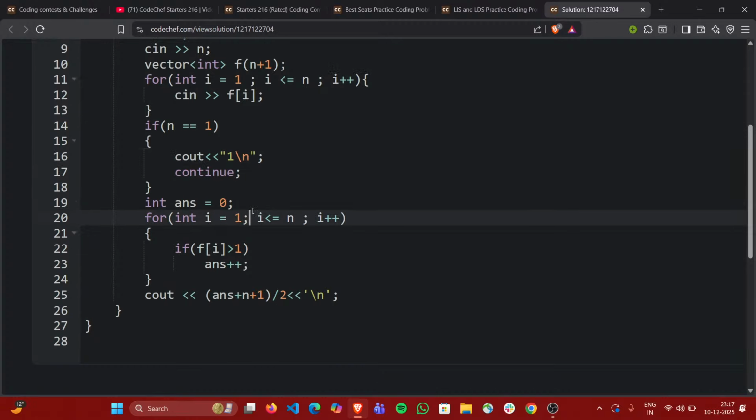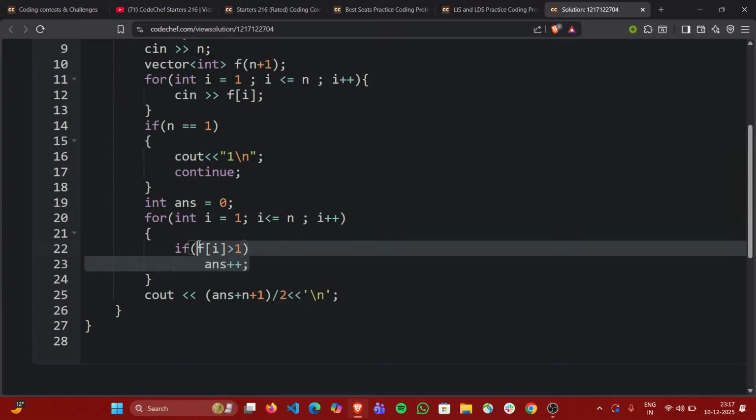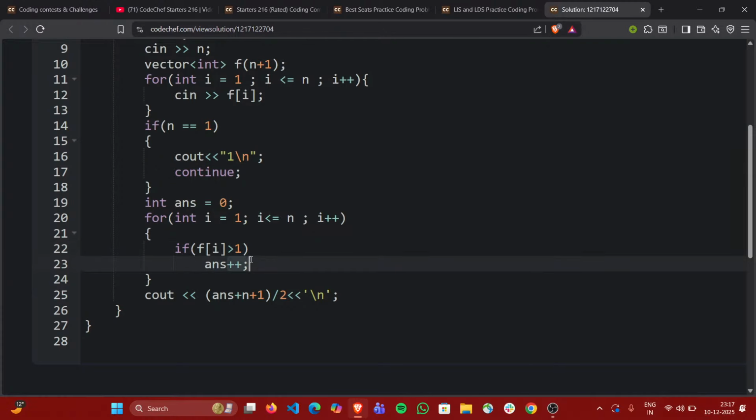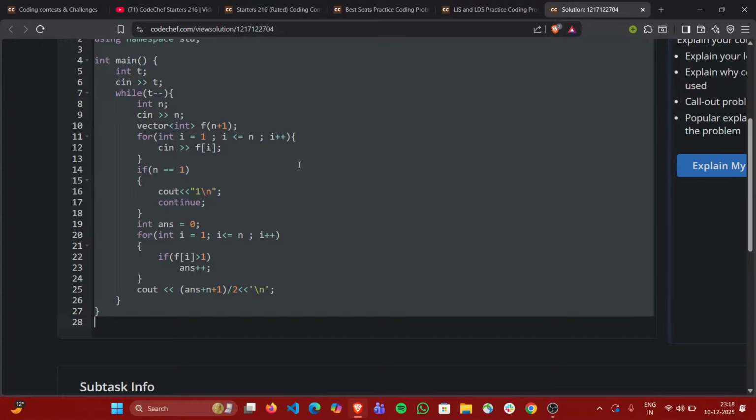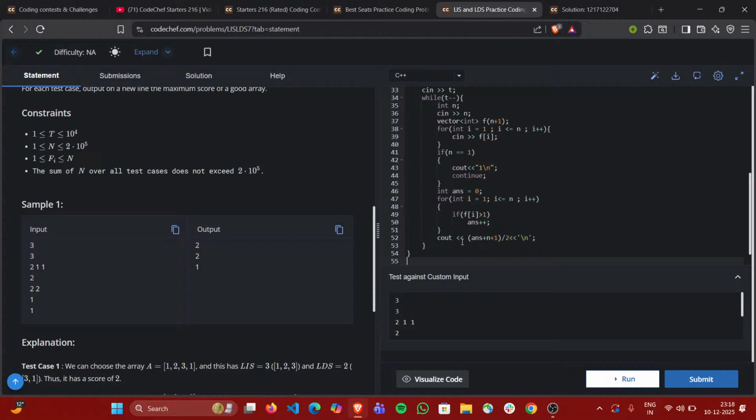And so now, since I have to calculate the maximum answer this time, what do I initialize the answer with? 0. Last time we had to calculate the minimum, so I initialized it with a large value. This time we had to calculate the maximum, so I initialize it with 0. And then I go to every element. So basically, if its frequency is greater than 1, I do answer plus plus. So this is basically storing C2. This answer is nothing but C2.